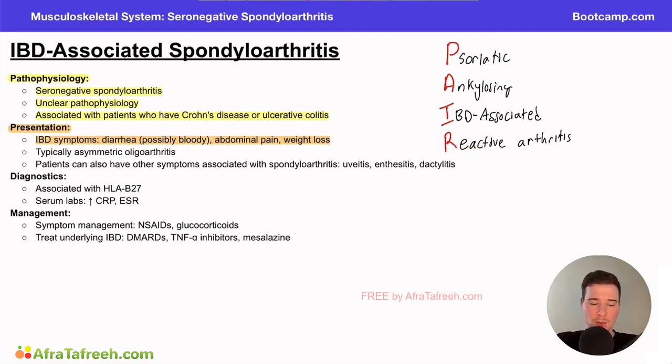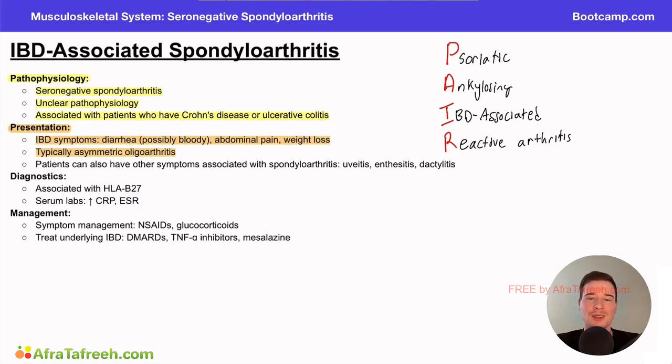Now, we can also see some asymmetric oligoarthritis, and we talked about this previously, right? Monoarthritis typically deals with one joint, oligoarthritis typically deals with a few joints, and polyarthritis typically deals with many joints. So these patients can present with something like ankle pain and knee pain. Oh, and also I've been having abdominal pain and weight loss.